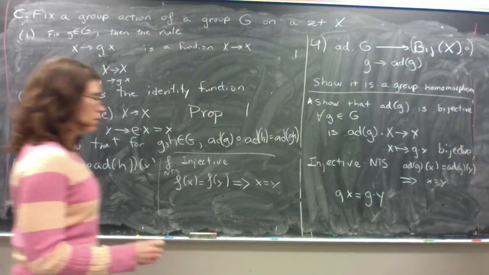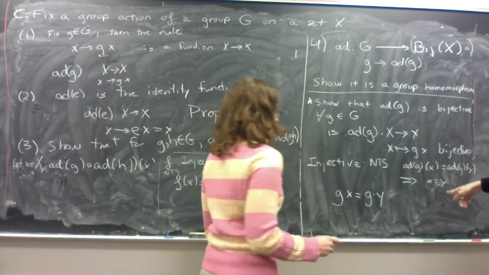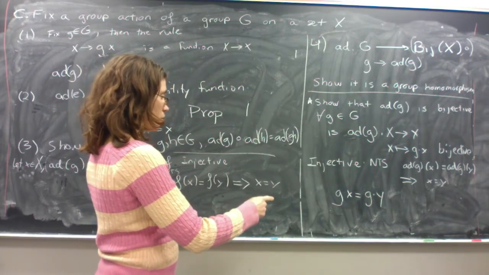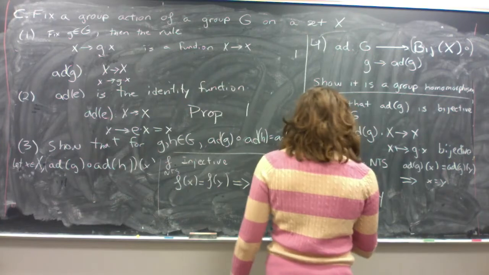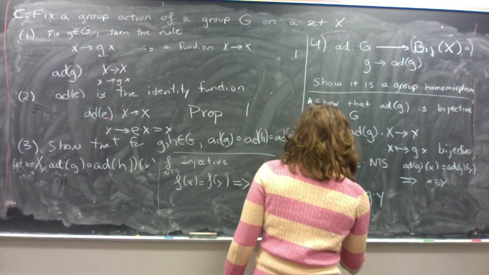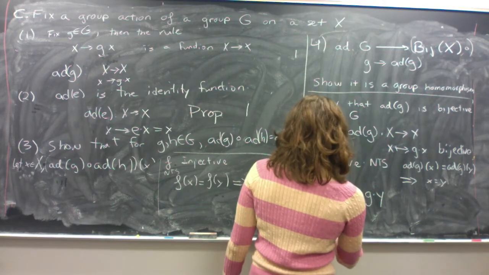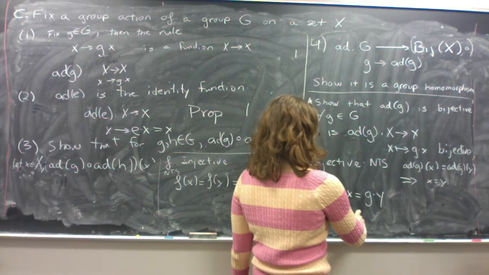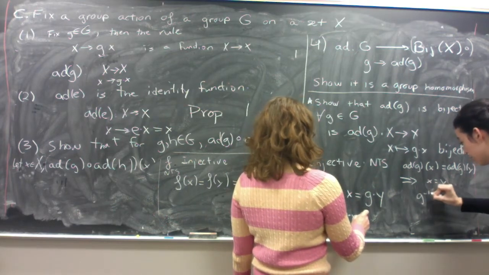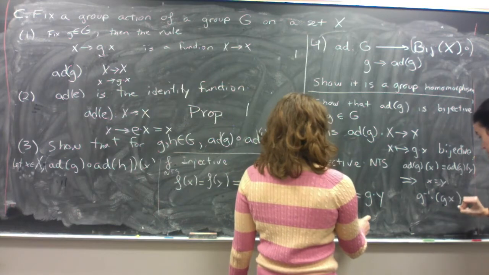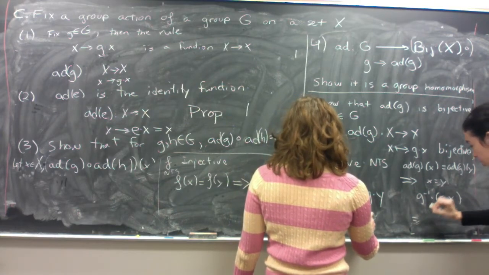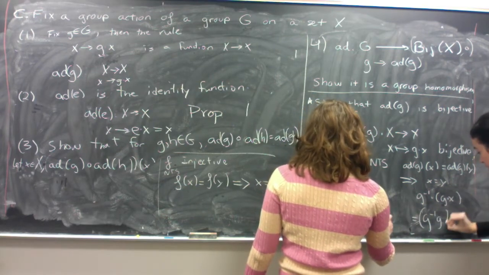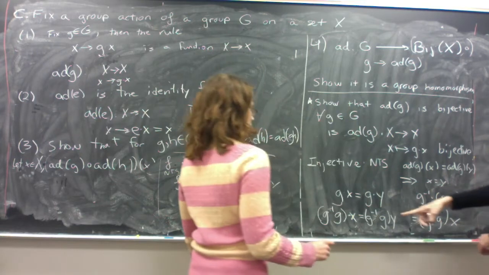Okay. So we want to cancel the g's. But the g's are in a group, so they have inverses. So we can multiply on the left by g inverse, acting on g dot x. Can I do that? I think so, because g inverse acting on g x, by property 2 of group actions, you could group these. There's a dot here.